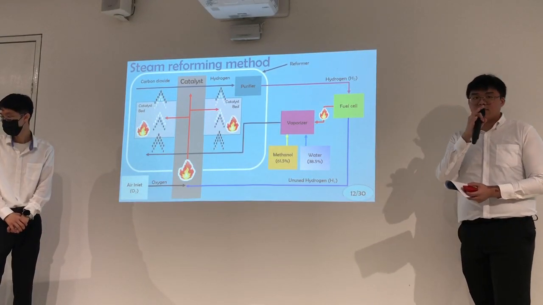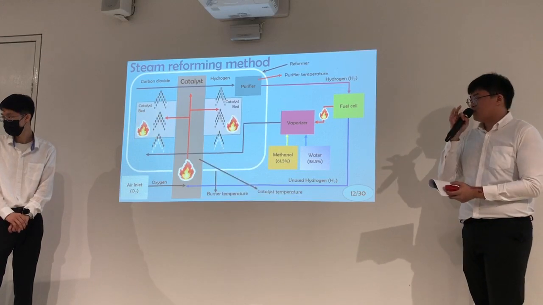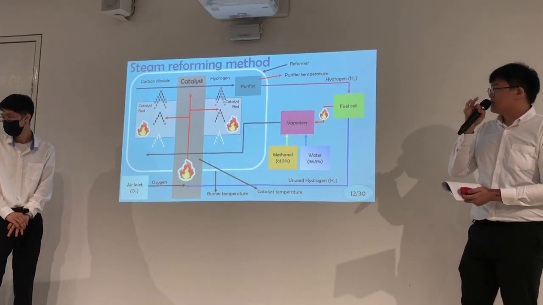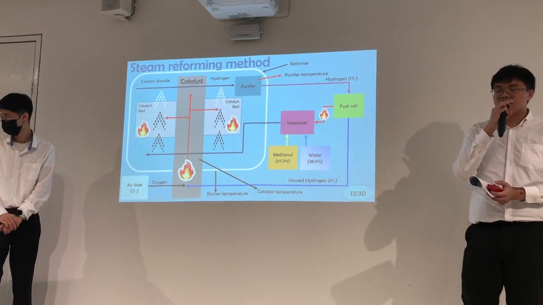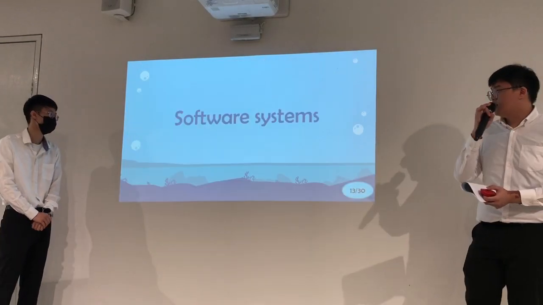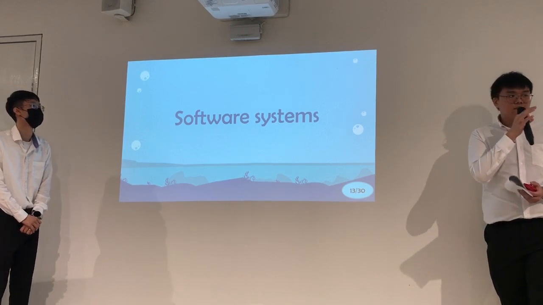In this steam reforming method, we'll collect a total of 3 different parameters. First, we have the purifier temperature. Next, we have the catalyst temperature. Last but not least, we have the burner temperature. Now we'll take a look at the software systems.